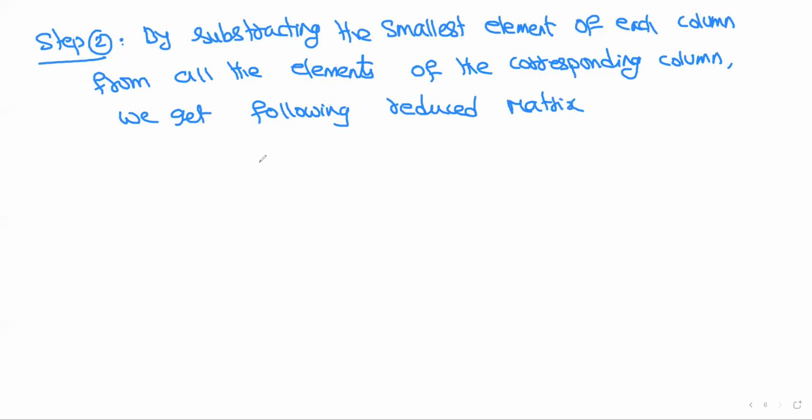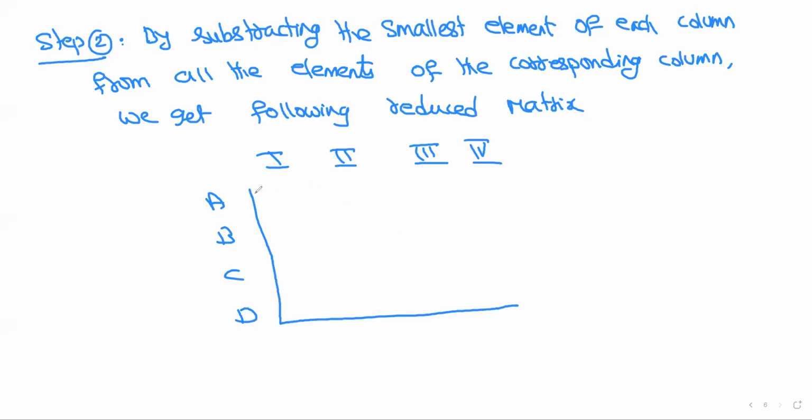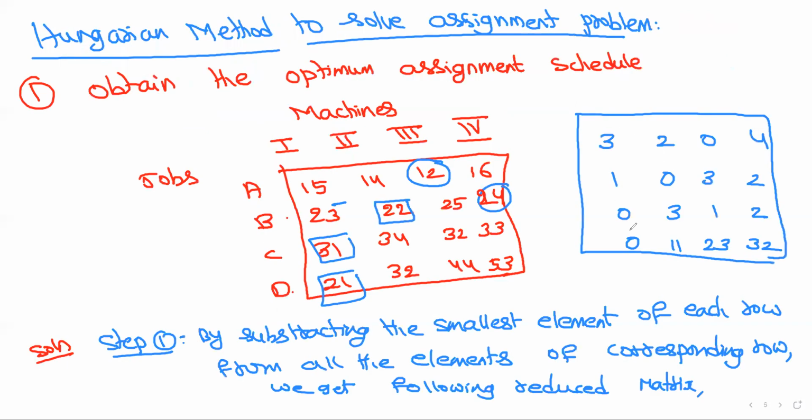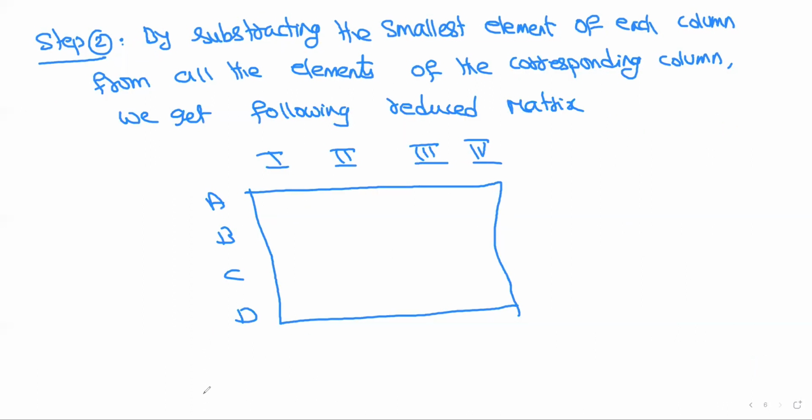Here we have 1, 2, 3, 4, and here also I have A, B, C, D. Now we have to do the same operation column-wise. We have to see for step 1. In the first column, what is the least element here? 0. We have to subtract 0 from each element, so we'll get the same: 3, 1, 0, 0.